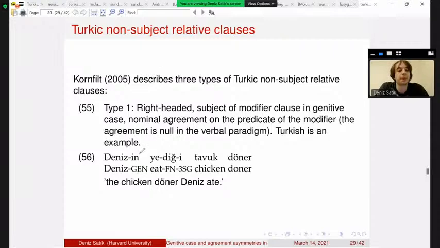So the so-called possessor has genitive case marking, and there's nominal agreement on the predicate of the modifier.